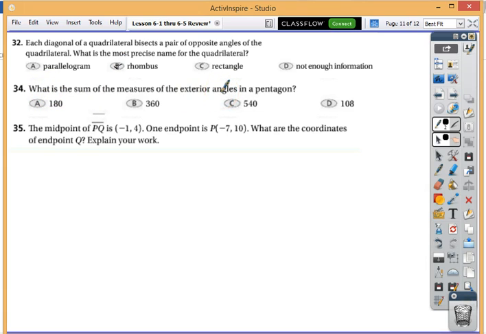Oh, it's 360. Why 360? Because that's always exterior. So number 35 is the important one. What's number 35? Yeah, I don't think they're going to look at it.